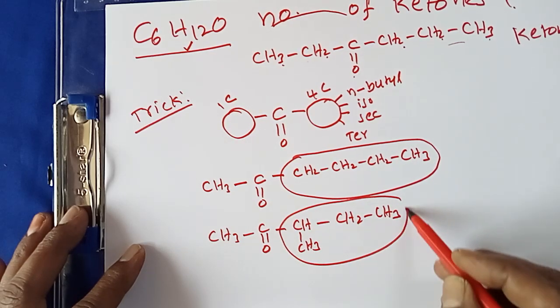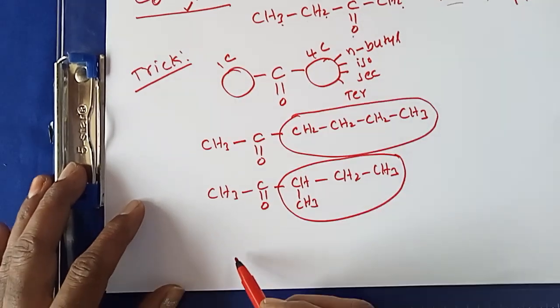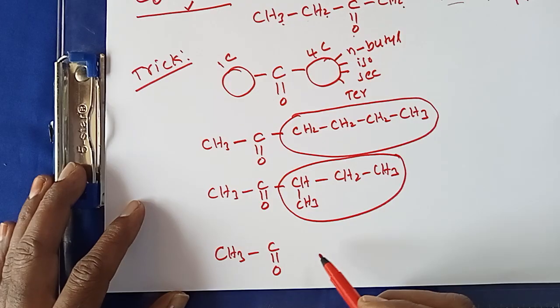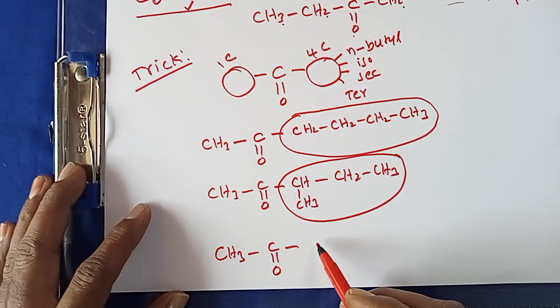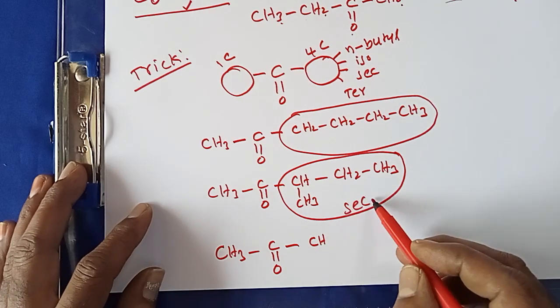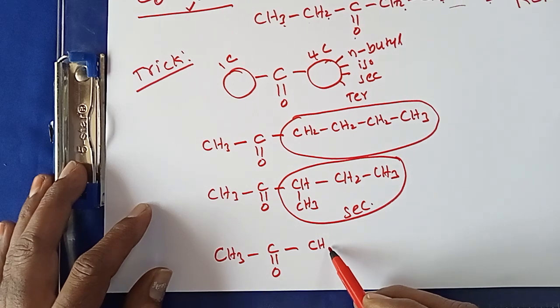What is this butyl group name? Isobutyl. Next, CH3, C double bond O. Next, CH, sorry, this is the secondary butyl. Secondary butyl.